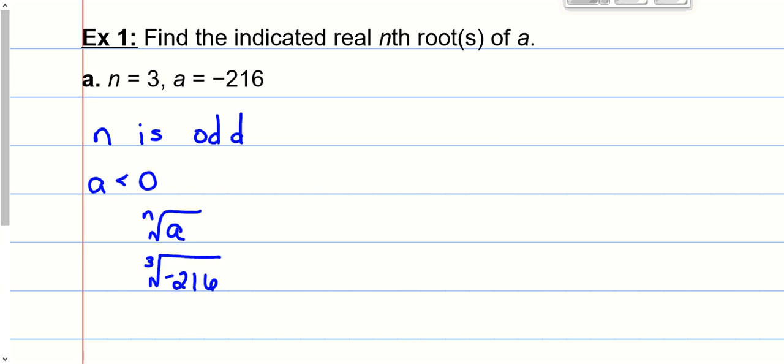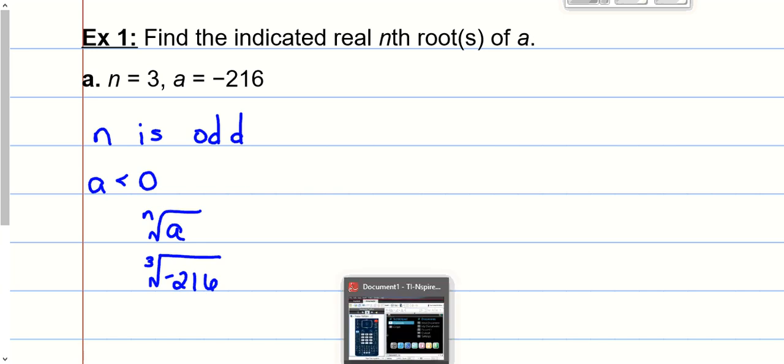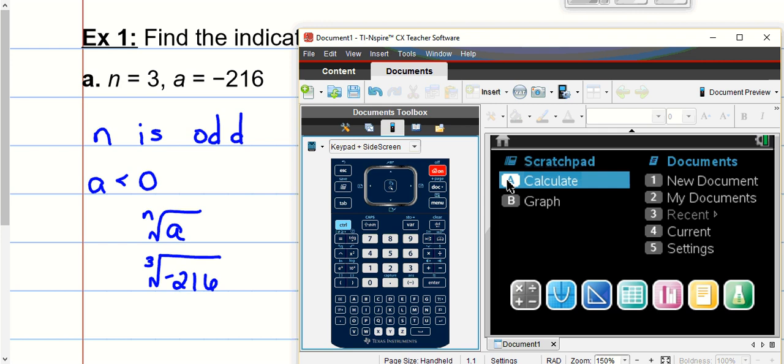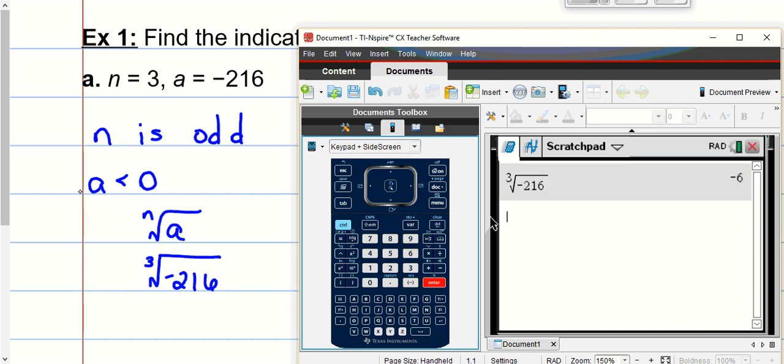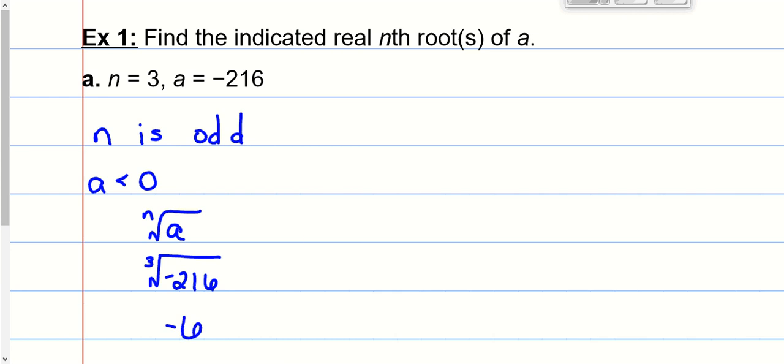From that point, all you are going to do is put that in your calculator. We're just going to go to the calculation screen, and we are going to go to Control and use the little rooftop because it shows in blue there nth root of a. Our n is 3, arrow over, and now we can put in our negative 216 and press enter. Our answer there is negative 6, so our answer right here is negative 6.